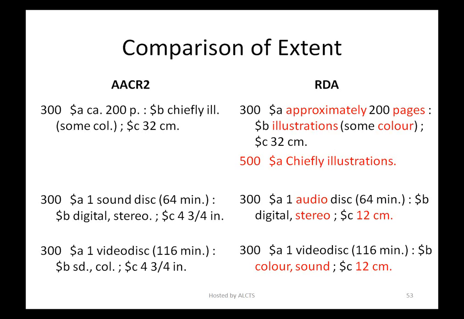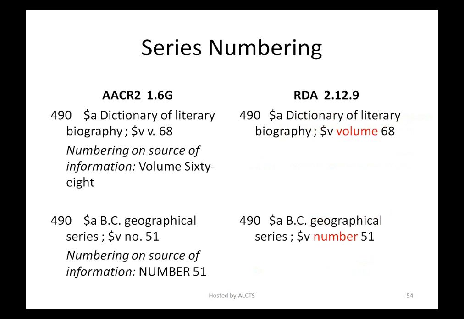Okay, and the very last thing I want to talk about in description is series. And we have some changes in the way series numbering is recorded in RDA. So we're told in AACR2 to go to Appendix B for abbreviations and numerals in Appendix C. And so we end up with, in AACR2, a volume that says volume 68 spelled out, being abbreviated as V. 68. Now, I'm talking about the series statement here, not the access point.